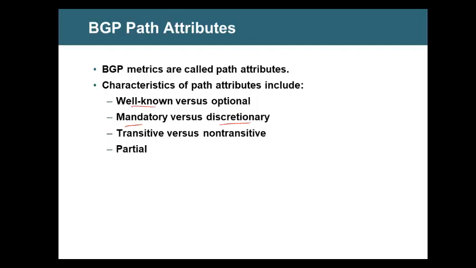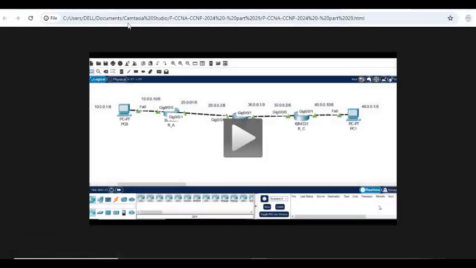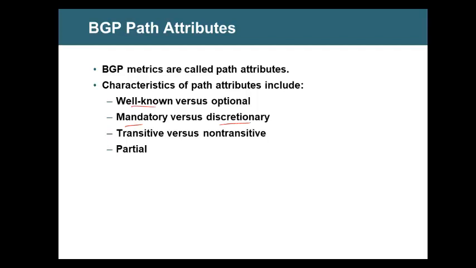But here you need to say optional transitive and optional non-transitive. If this optional attribute is there, only then I will use it. Then it is called optional non-transitive. If it is there, even though it is an optional attribute, I should see it. Otherwise, I will not accept it. Which means non-transitive: if it is not there, I am not going to use it, I'm not going to give it to anyone.